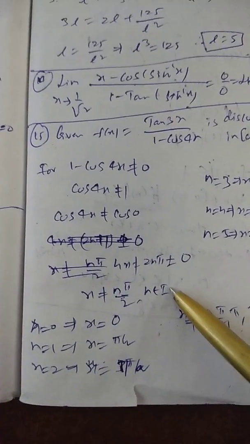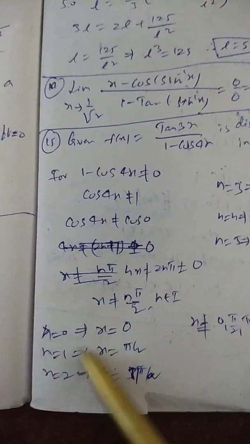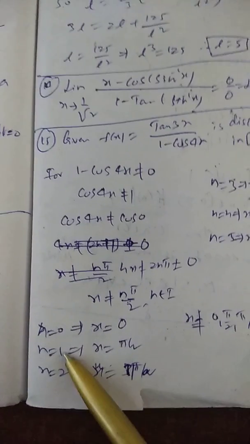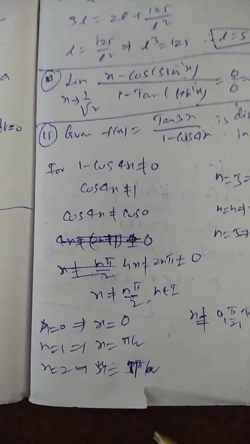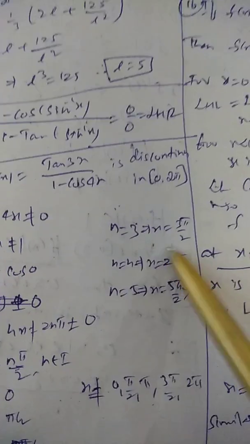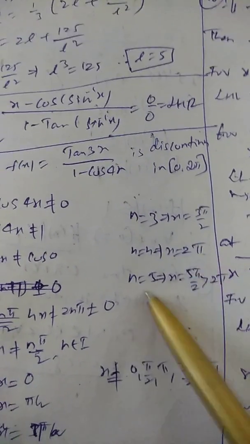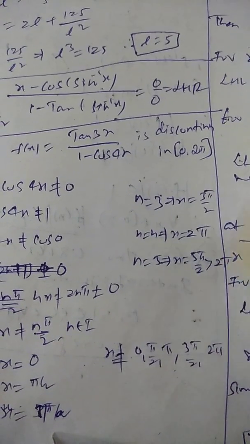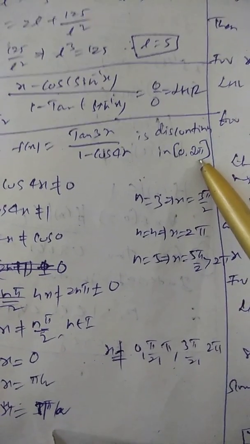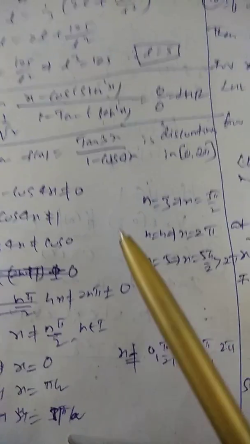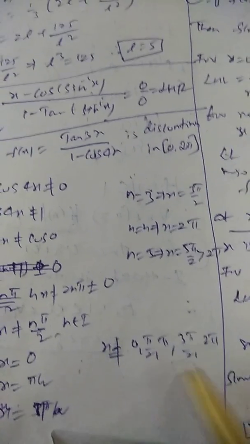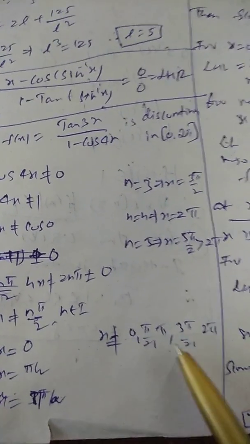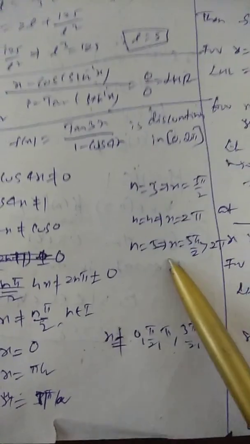n belongs to I. So substituting here, n equals 0 we get x equals 0, n equals 1 we get x equals pi by 2, n equals 2 gives pi by 2 times 2, which is pi, n equals 3 gives 3 pi by 2, n equals 4 gives 2 pi, and n equals 5 gives 5 pi by 2, which is more than 2 pi. The function is defined only up to 2 pi here. So at these points the function is not defined, so the function is discontinuous. So when x equals 0, pi by 2, pi, 3 pi by 2, 2 pi, the function is discontinuous.